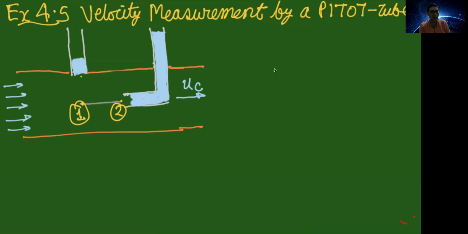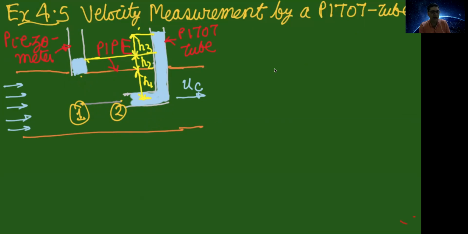Note that our objective is to measure this UC, which is the velocity at the center line of the pipe, using the level of liquid rise in the piezometer and the pitot. This is the pipe in which water is flowing. This is a piezometer, and this is a pitot tube. These are the levels which are given to you.